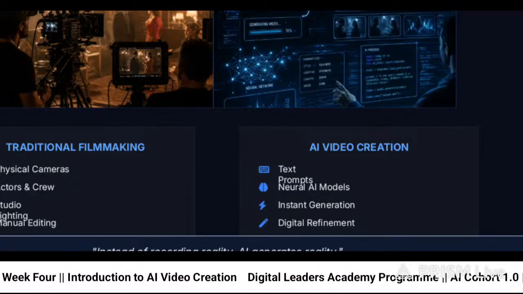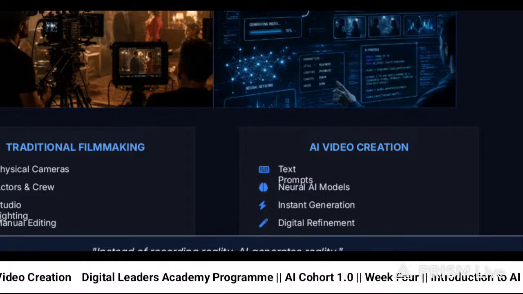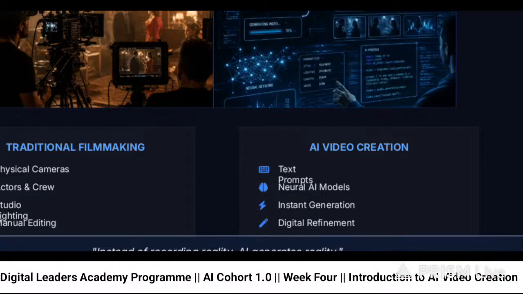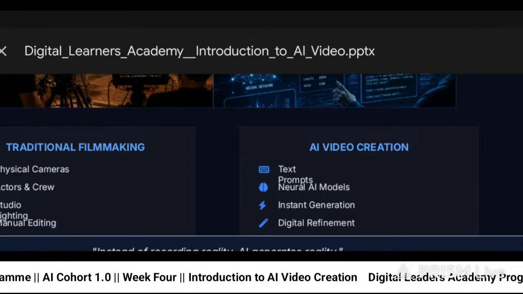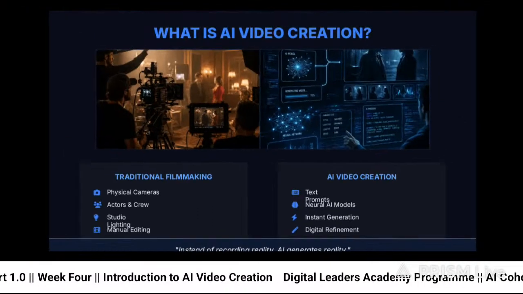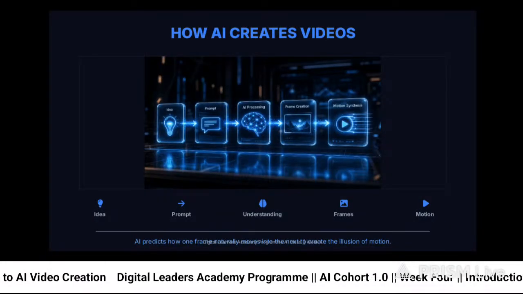So all of these things are made possible by what? AI. In traditional means, there are things that wouldn't have been possible unless one had to get the necessary things. But right now, all these things are made possible with the presence of artificial intelligence. To the next slide. So how does AI create videos?